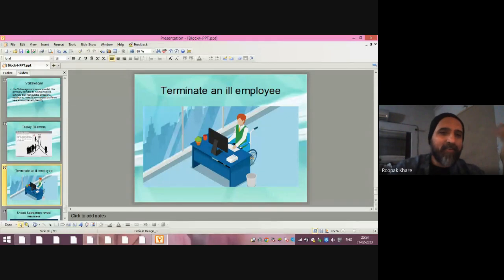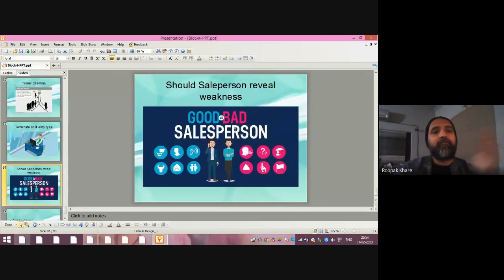Not a good practice. When people are fit, they work for you, they contribute to you. When they are not in good condition, when they are going through tough times, it is the company's job, their responsibility to help them, hold their hands in tough times and take them ahead. Should a salesperson reveal weaknesses? Good salesperson, bad salesperson? At times, yes, it is important.